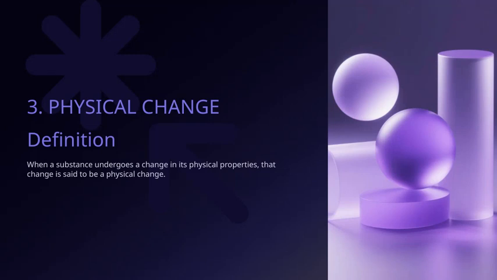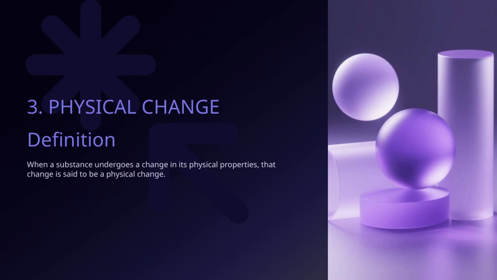Now let's talk about physical change. A physical change occurs when a substance undergoes a change in its physical properties. What does that mean exactly? Well, it means the substance might change its appearance, shape, size, or state, like melting, freezing, or dissolving, but its chemical identity remains the same.